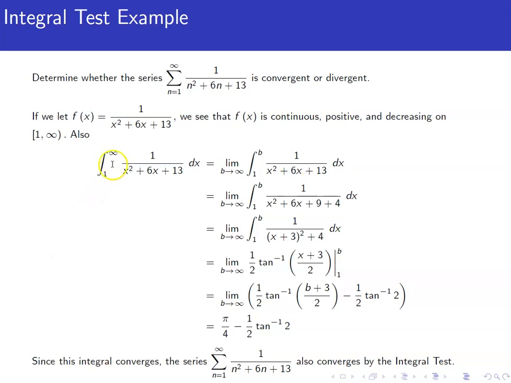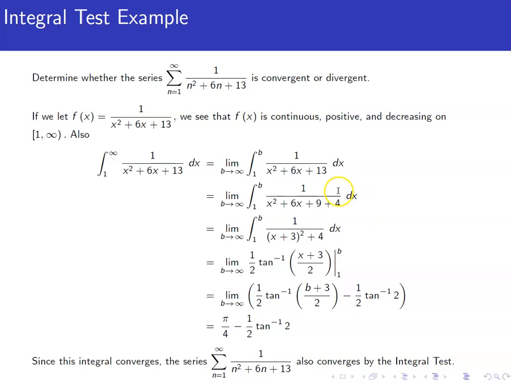So we'll take the integral from 1 to infinity of the function, replace the improper limit with a variable, and let that variable go to infinity. Now, for this particular integrand, we need to use a technique that we've learned before in order to figure out an antiderivative. In particular, we need to complete the square in the denominator.